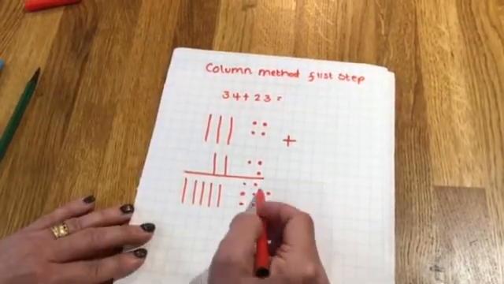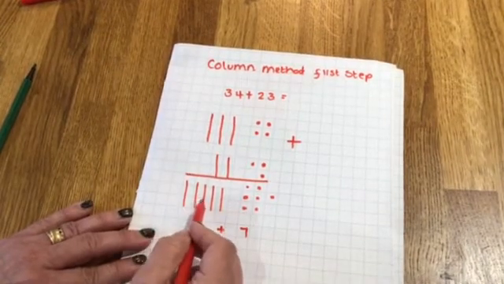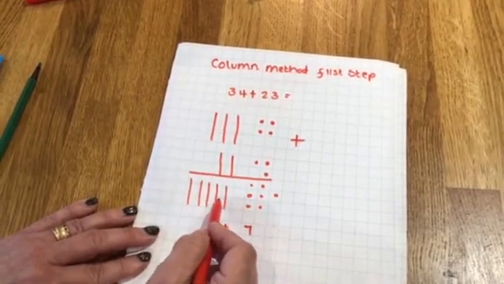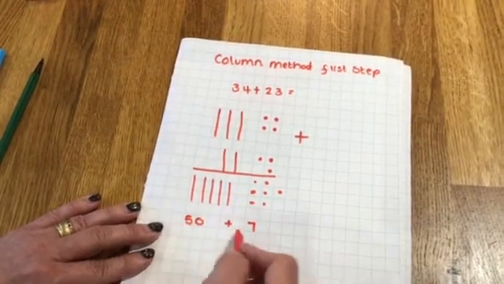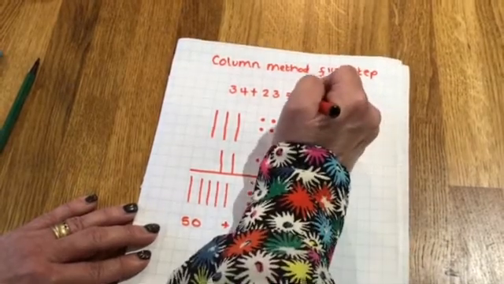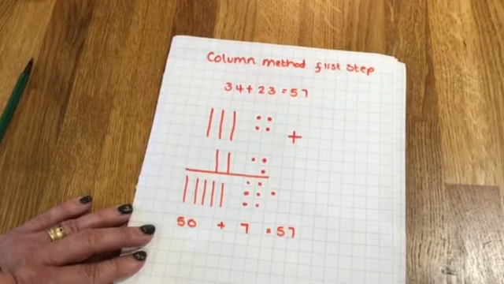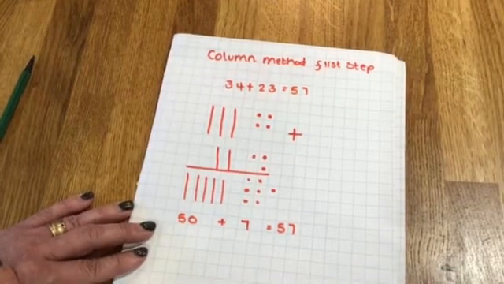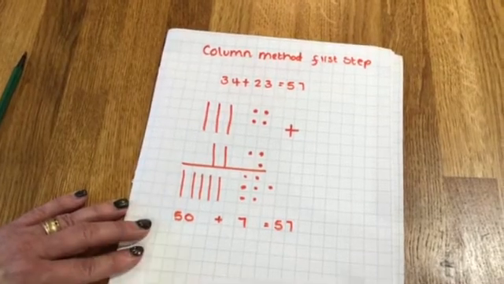Now I'm going to add them up. So I've got 7 ones, and I've got 1, 2, 3, 4, 5 tens. Now I know that 5 tens is the same as 50. So my calculation now becomes 50 add 7, which is 57. Now children, I'd like you to pause the video here and complete the calculations that I've set in the PDF file using this method.